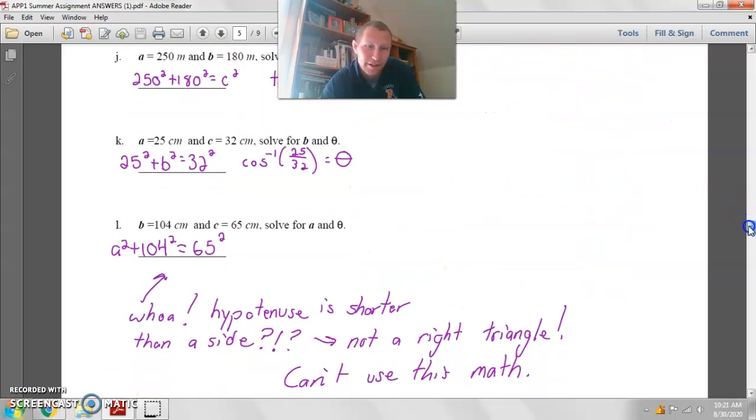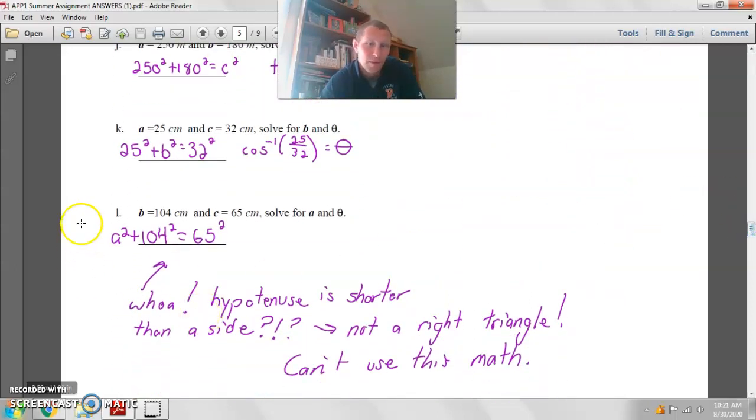Now, the big trick here, and some of you got it, right? If you have side b and hypotenuse 65, well, that's goofy. That's not a right triangle, right? Something crazy happened. Now, this is part of the class.